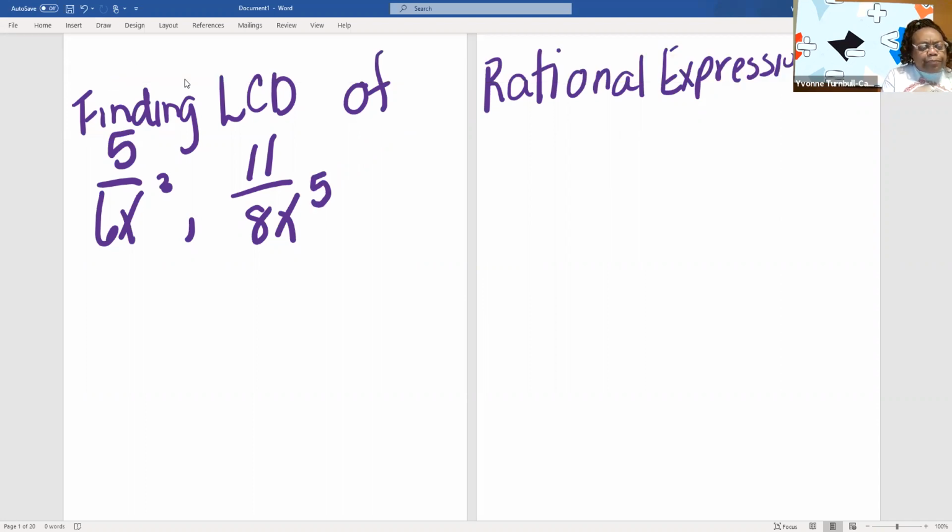Okay, we have 6x squared and 8x to the 5th. We're going to find the LCD. The first thing you want to consider is your coefficients. My coefficients are 6 and 8. You ask yourself, what is the smallest number that both 6 and 8 can divide into? You can ask yourself that question, or you could count by 6s, which is basically the multiples of 6, and count by 8s. I think for most of us, that might be the easiest way to do it.